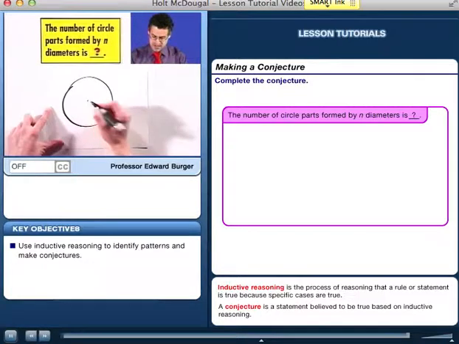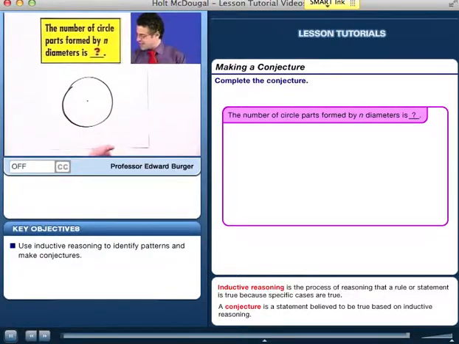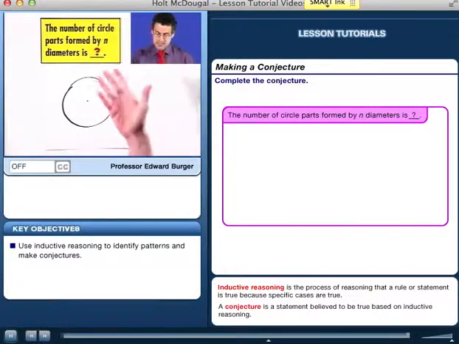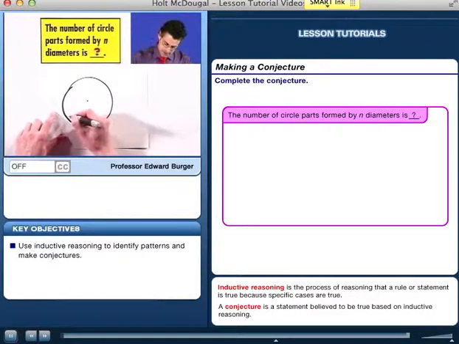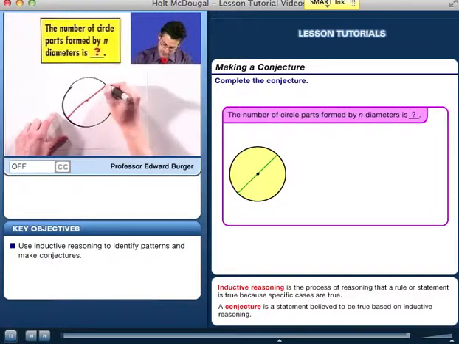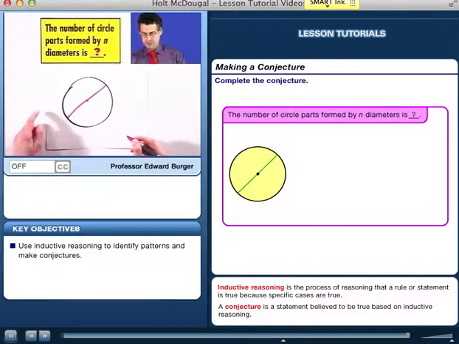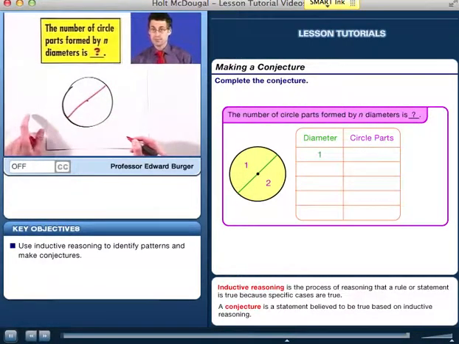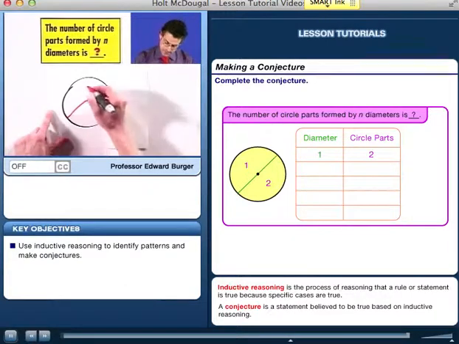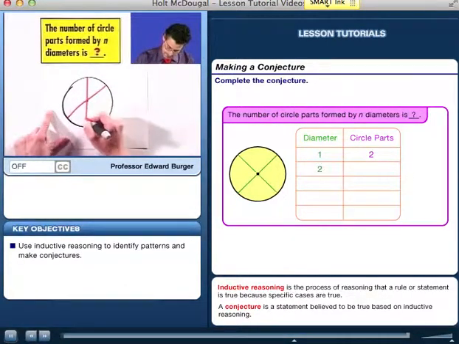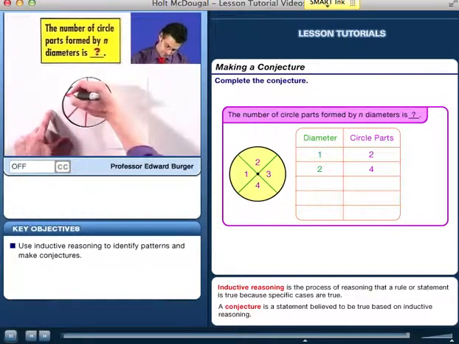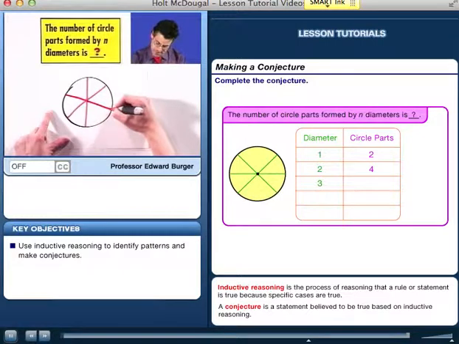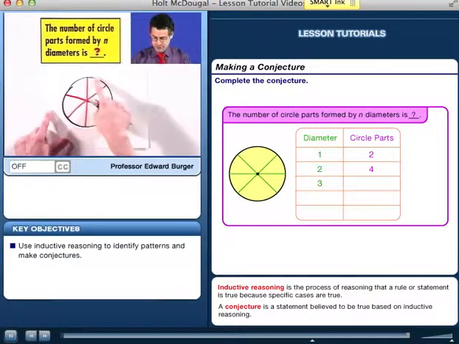There's a circle, there's the center, and I have to draw a bunch of diameters in. N represents some unknown number of diameters. So let's suppose that I put in 1 diameter. If I put in 1 diameter, how many circle parts do I have? I see 2. If I draw another diameter, how many circle parts do I have? I see 1, 2, 3, 4. If I draw another diameter, how many circle parts do I have? 1, 2, 3, 4, 5, 6.